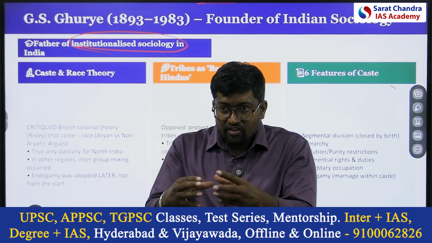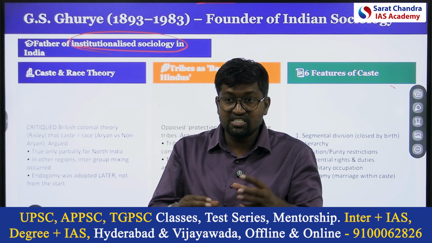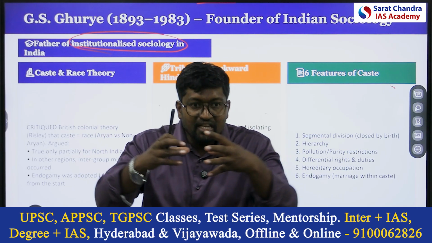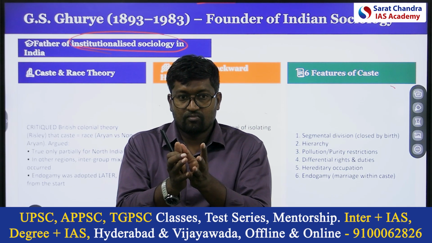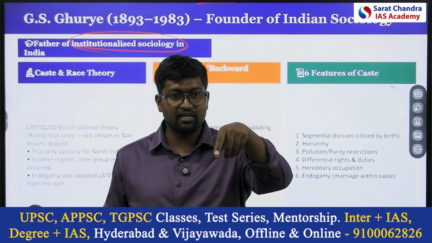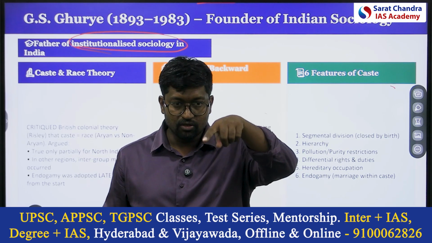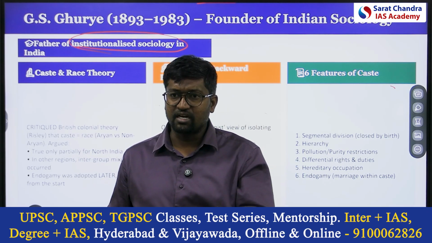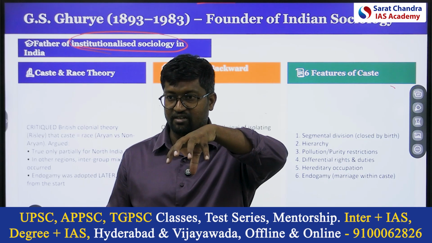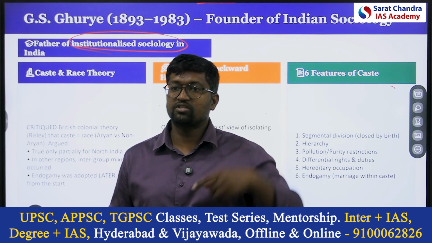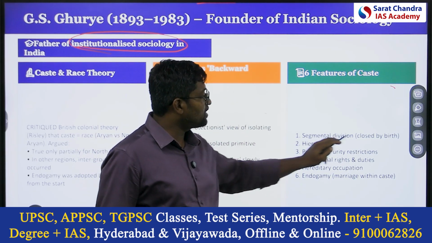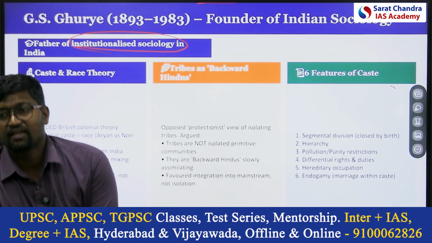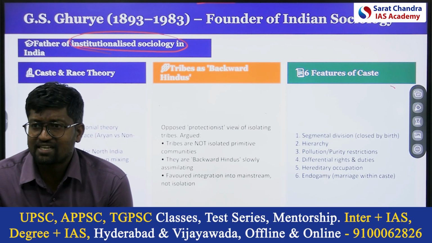So one of the defining features of caste system is segmental form. Means nothing but caste is a mini republic. Brahmin is one mini republic in India. Hindu, Dalit or other caste, Kshatriyas is one mini republic. They form closed groups. So that is what we call the first, segmental division. By birth you get the caste identity. You cannot change caste identity.